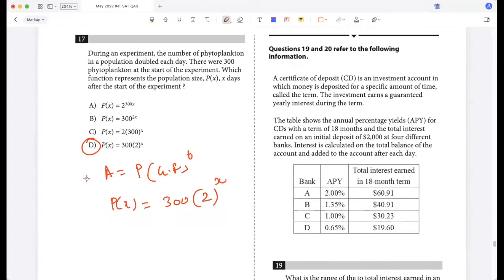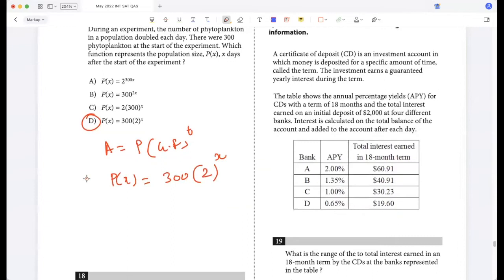A certificate of deposit is an investment account in which money is deposited for a specific amount of time called the term. The investment earns a guaranteed yearly interest during the term. The table shows the annual percentage yields for CDs with a term of 18 months and the total interest earned on an initial deposit of 2,000 at 4 different banks. Interest is calculated on the total balance of the account and added to the account after each day.